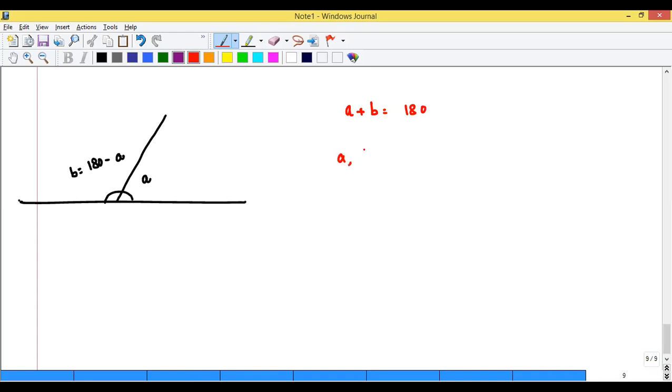You call A, B supplementary angles. What is the supplement of A? It's 180 minus A. Whenever you see the sum is 180, you say it is supplementary angles, and the supplement of A is 180 minus A.